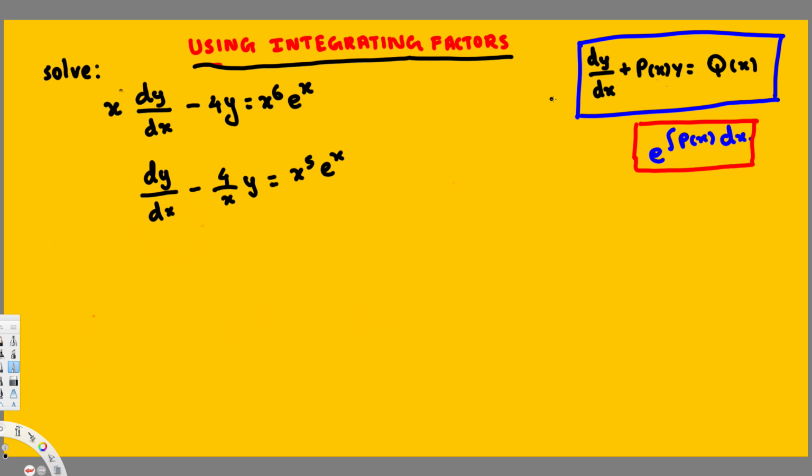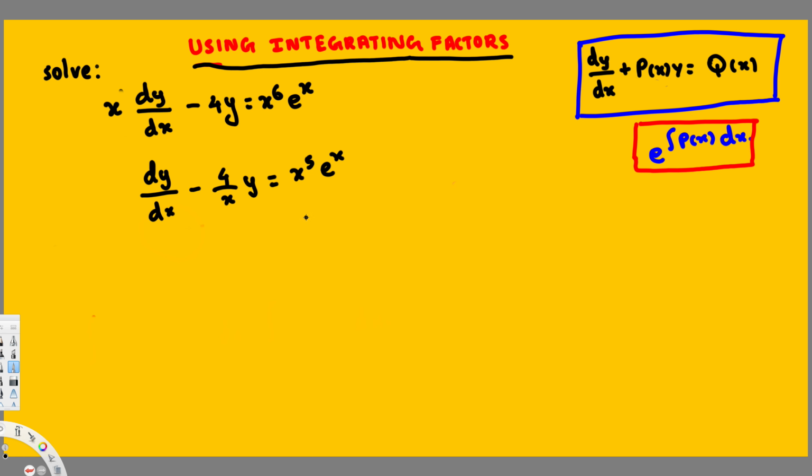Now let's check again. Dy over dx, that is first. After that we have a function that contains x multiplied by y, and after the equal sign we have a function that contains x. Also we have a function that contains x. Now this is in standard form.